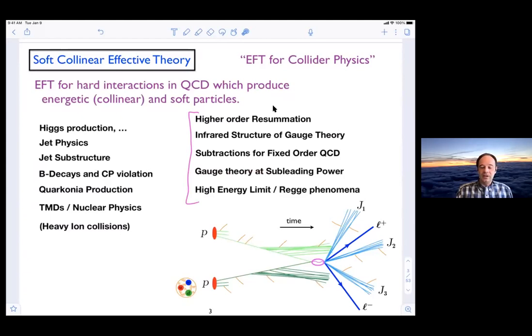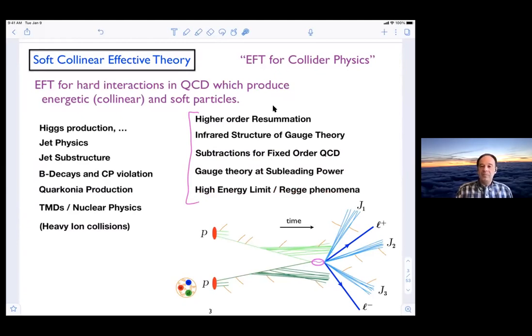So this is something that the EFT can teach you, and how to organize, for example, subleading power is natural from the EFT point of view. There's a connection to fixed order that I won't have time to talk about today, but so-called subtraction techniques are something that the EFT is helpful for understanding and improving. And then there's a connection to Regge phenomena, and I'll give you an example of that.